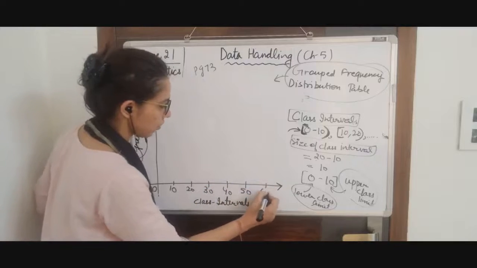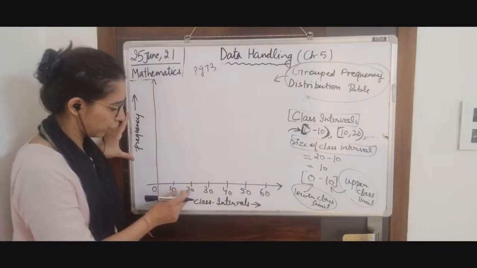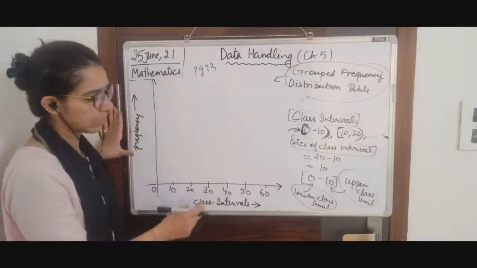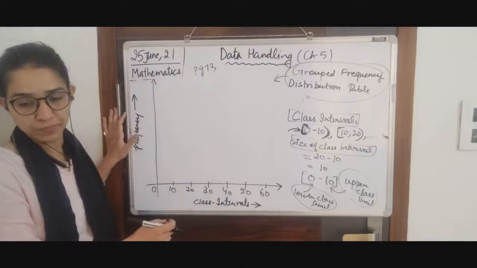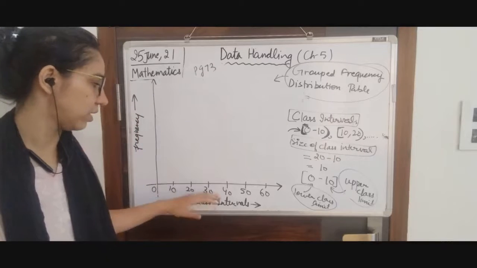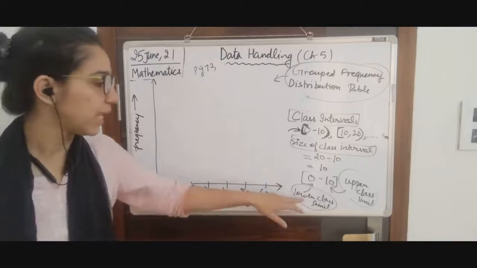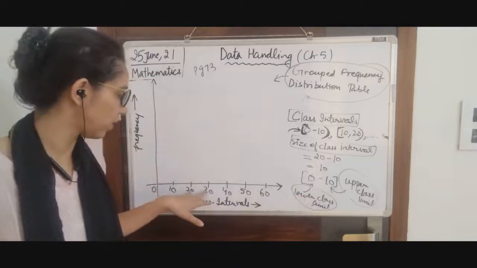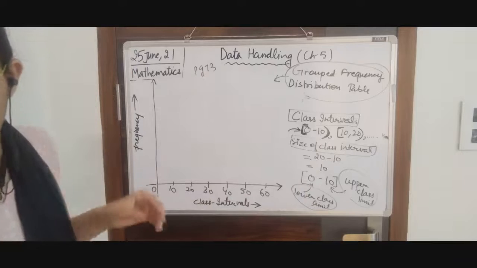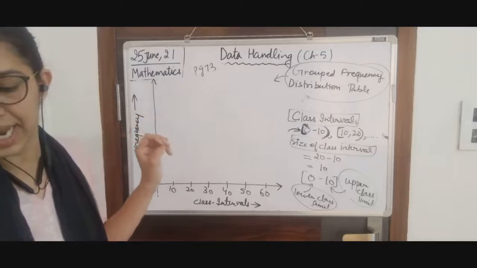The bar for 0 to 10 will be represented here, the bar for 10 to 20 will be represented here, and 20 to 30 here. You can see that there are no gaps left in between. Now we are going to represent the frequency. This is a fixed scale because we have chosen the class interval size as 10, so we are using 1 unit as 10. But for the y-axis, we have the smallest data as 1 and the greatest data as 21.